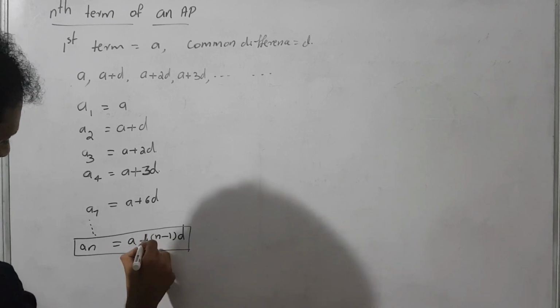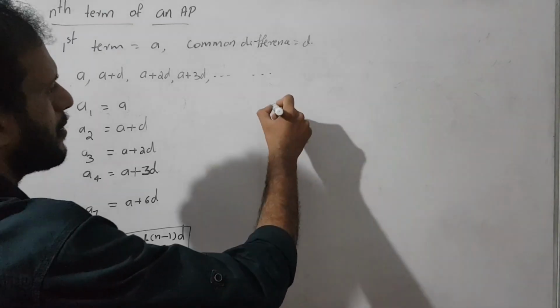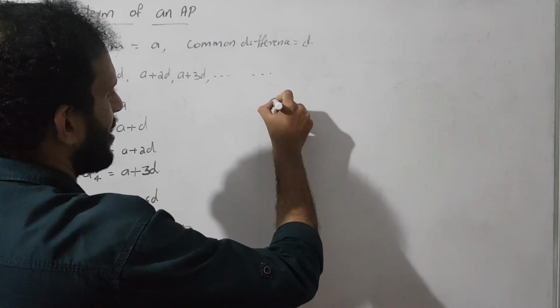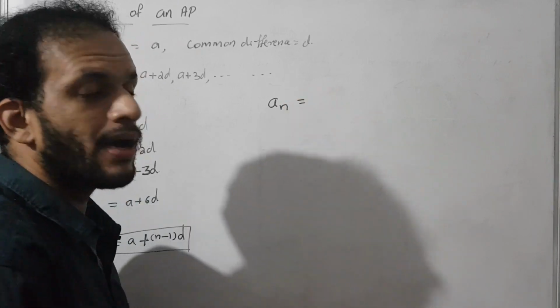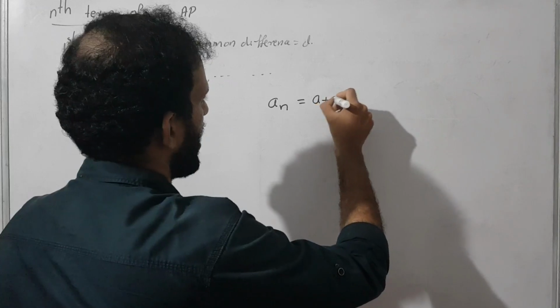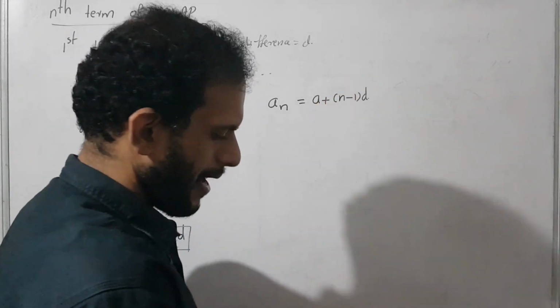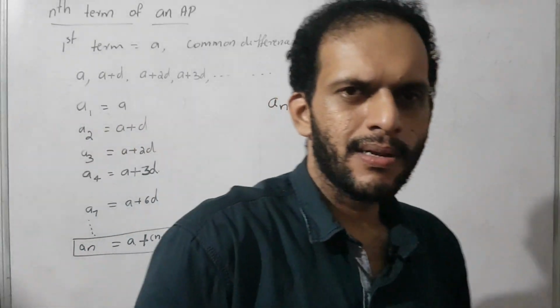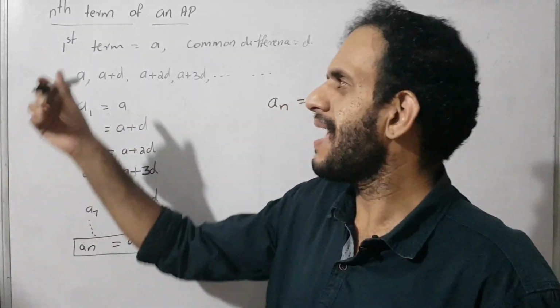Then what is the nth term of an AP? The nth term of an AP is denoted by the letter an. What is the equation to find an? An is equal to a plus n minus 1 into d. So that means an is called the nth term.